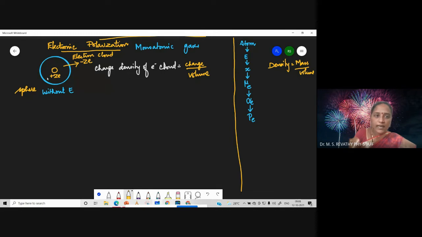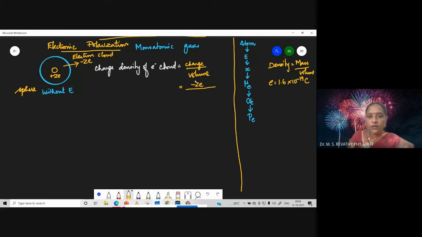We need the electron cloud's density. The charge of the electron cloud is -Ze because they are electrons. Z represents the atomic number, and e is the charge of the electron, e equal to 1.6 × 10^-19 coulomb. So this is the charge divided by volume. For this, we said the shape of the atom is spherical.